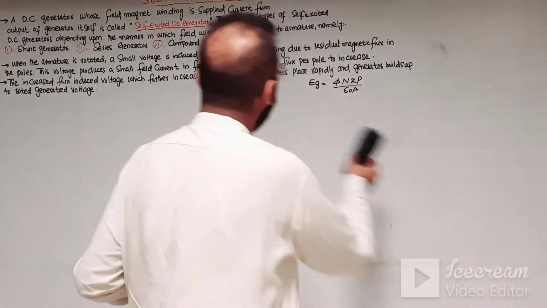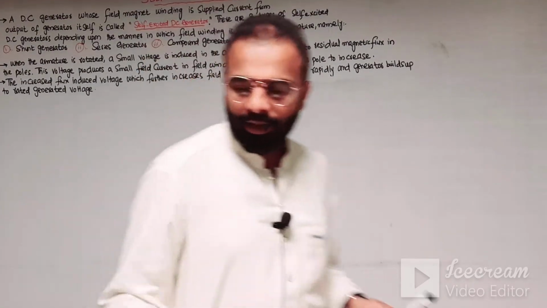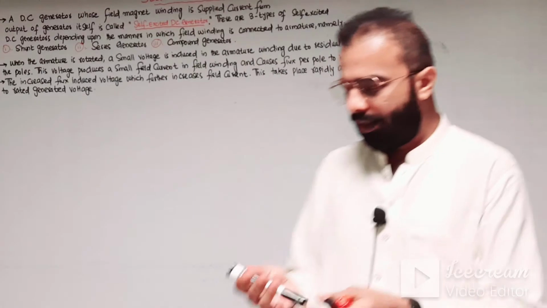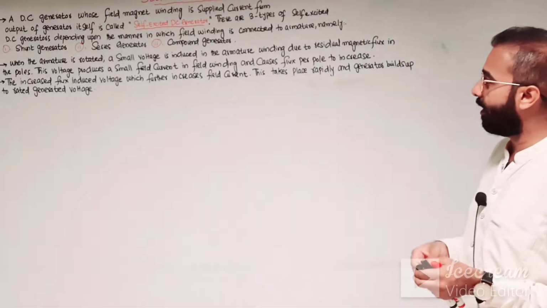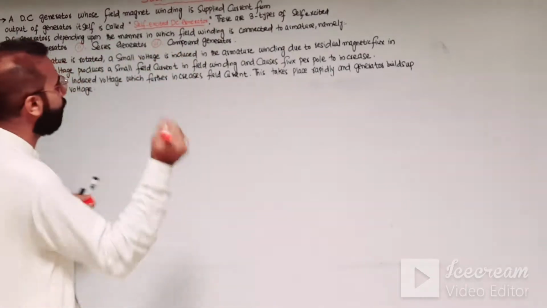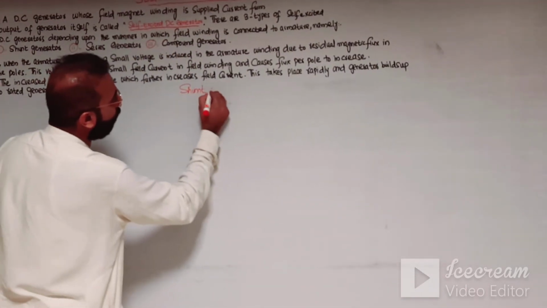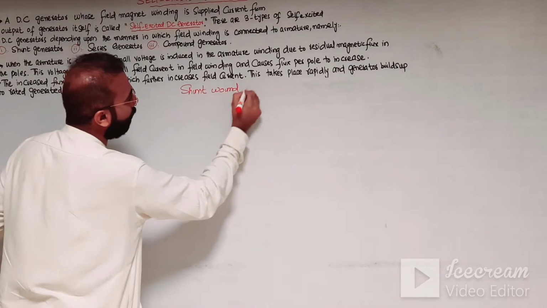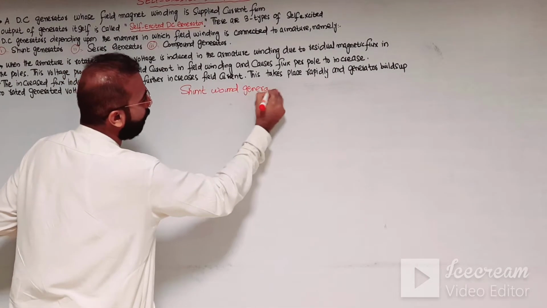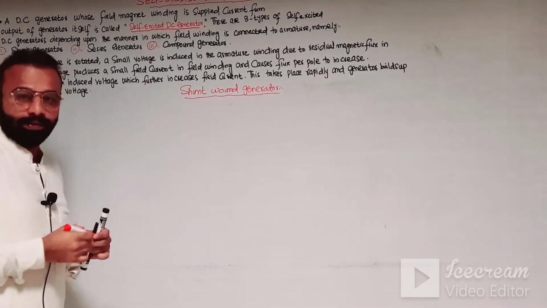In today's lecture we are going to discuss the first self-excited DC generator, which is called the shunt wound generator.